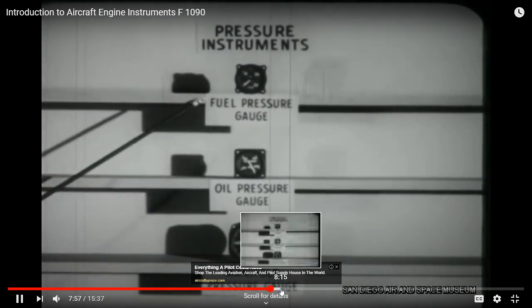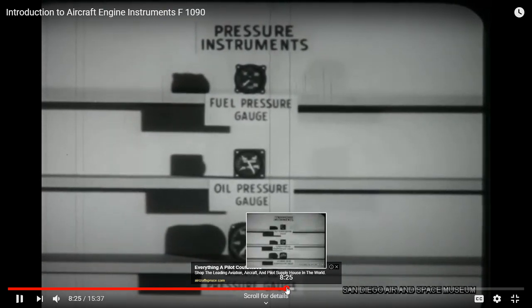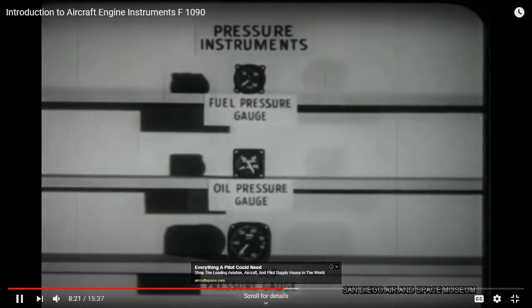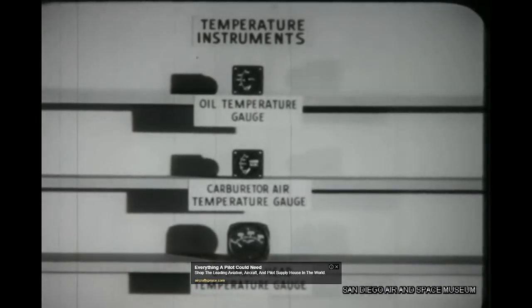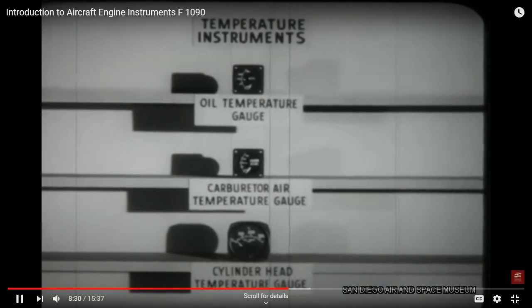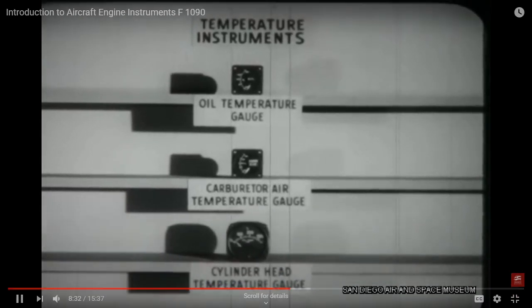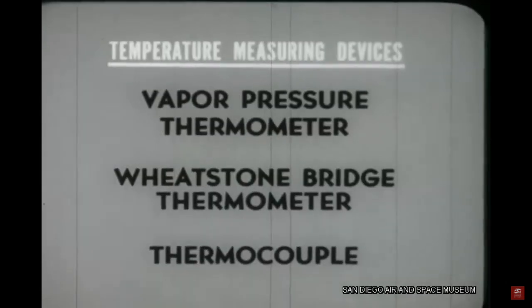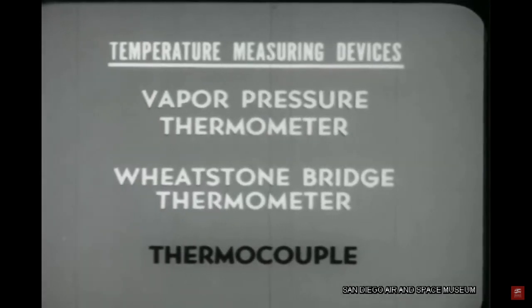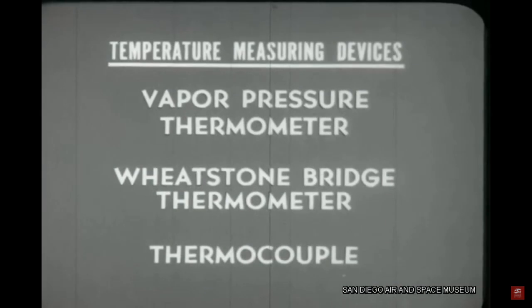Remember these facts. Fuel and oil pressure gauges have a Bourdon tube. Thermometers measure the temperature and may be used to indicate manifold pressure. The temperature instruments are all remote indicating thermometers. They measure the temperature at various points on the engine and indicate it on the instrument panel. There are numerous temperature measuring devices, but only 3 are used in these instruments. They are the vapor pressure thermometer, the Wheatstone bridge thermometer, and the thermocouple. Let's take a look at their working principles.